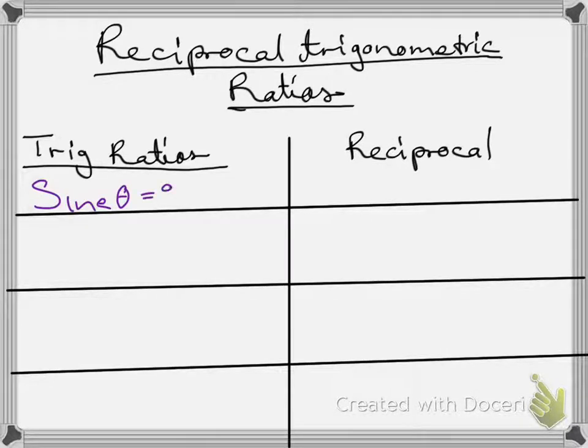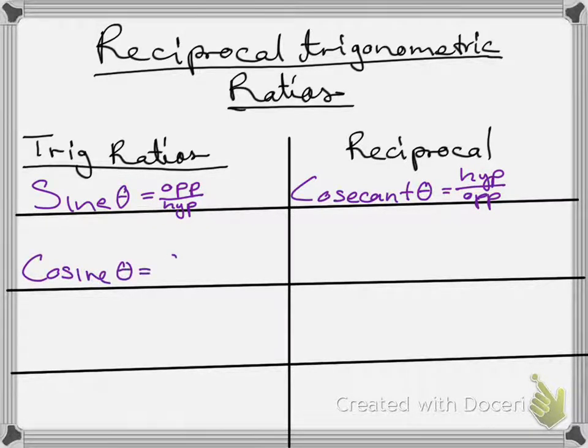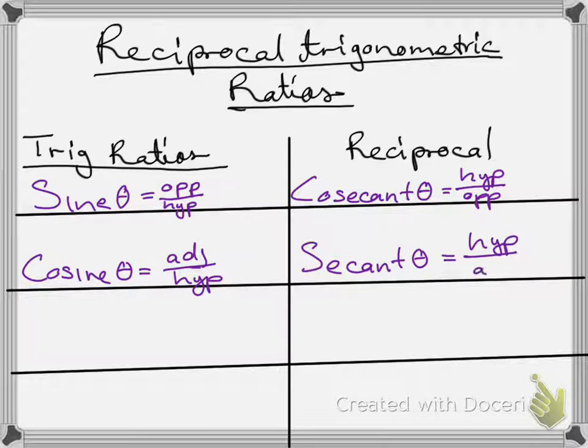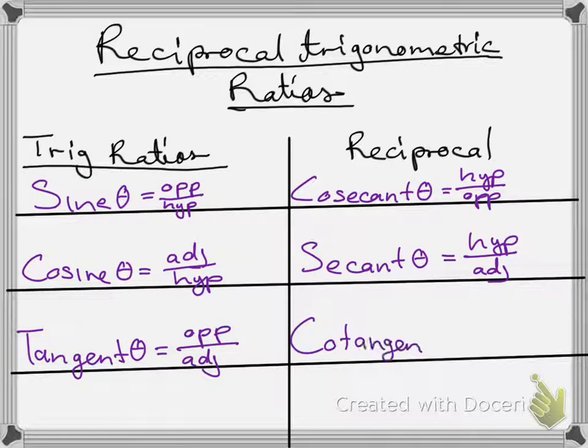So we've got sine theta, which remember is opposite over hypotenuse. The reciprocal is cosecant theta, which will be hypotenuse over opposite. And then cosine theta is equal to adjacent over hypotenuse. So the reciprocal is secant theta, equal to hypotenuse over adjacent. And then we've got tangent theta, which will be equal to opposite over adjacent. And the reciprocal is cotangent theta, which will be equal to adjacent over opposite.